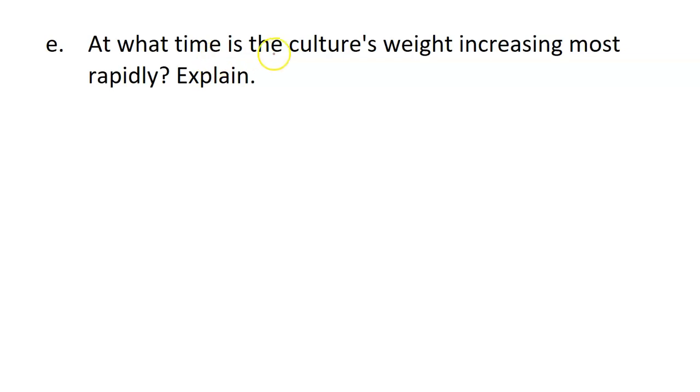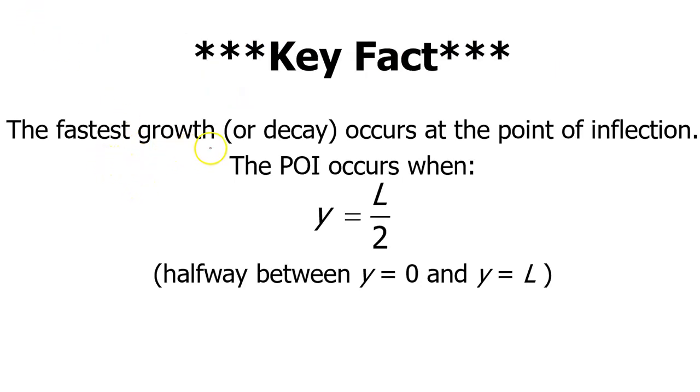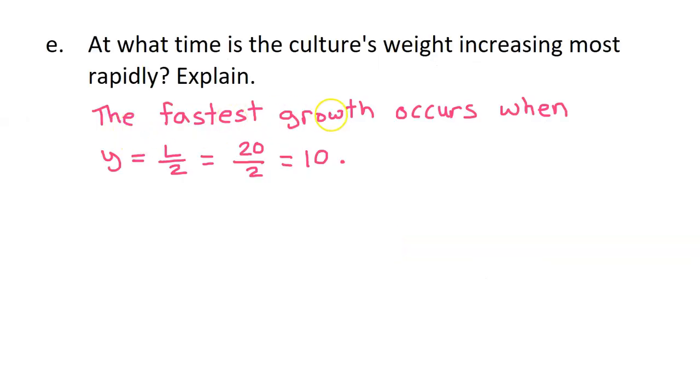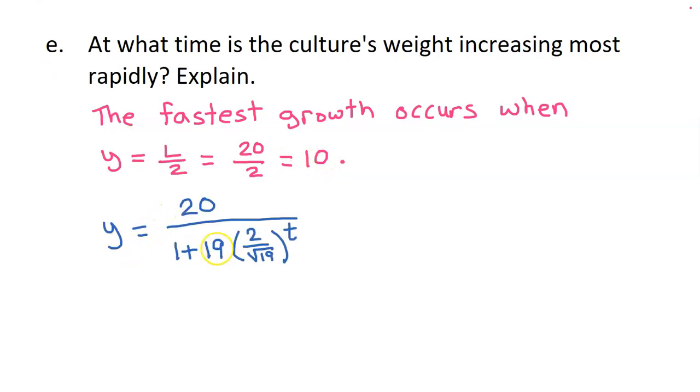Part E. At what time is the culture's weight increasing most rapidly? Explain. We have learned that the fastest growth occurs at the point of inflection, and the point of inflection has a y value that is half of the carrying capacity. So the fastest growth occurs when y is equal to L/2, which in this case is 20/2, which equals 10. This is the weight of the culture at time t that we found in part A. We need to set this expression equal to 10 and solve for t.